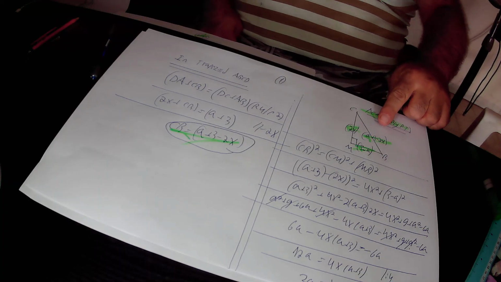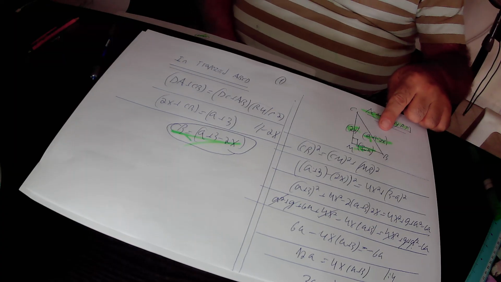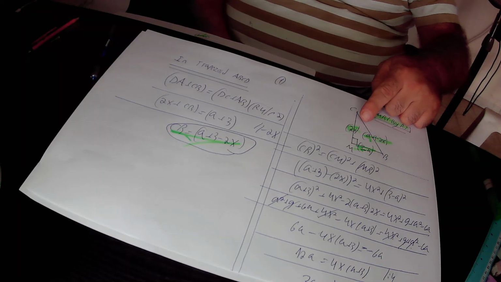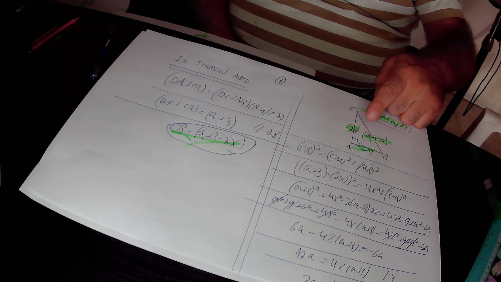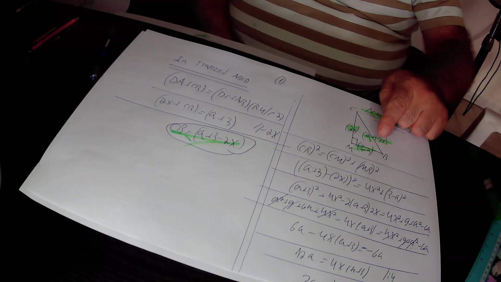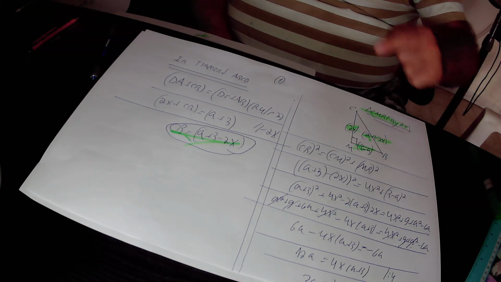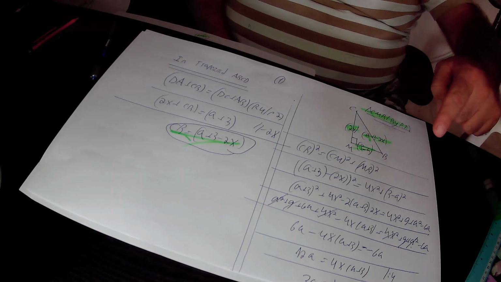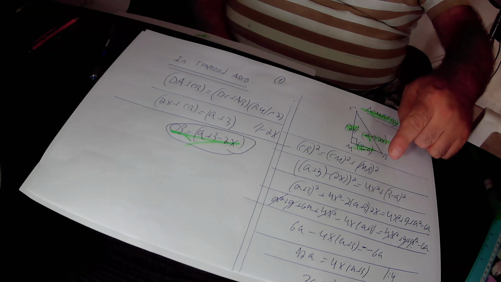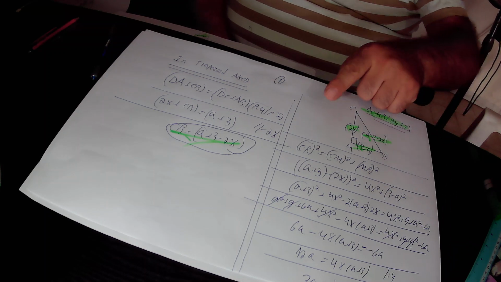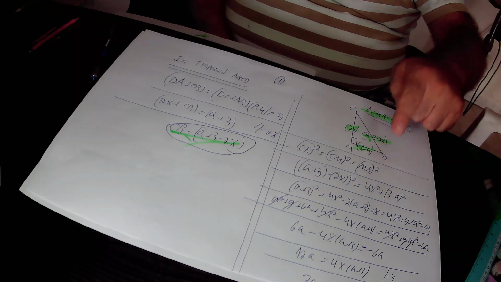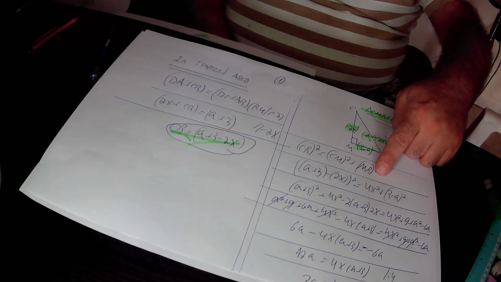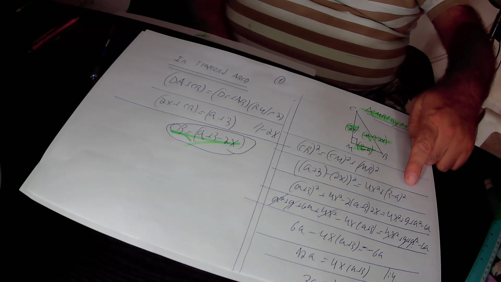CB is a plus 3 minus 2x, therefore CB squared is a plus 3 minus 2x, all squared, and it equals CM squared. CM is 2x, therefore CM squared is 2x squared, plus MB squared. MB is 3 minus a, therefore MB squared is 3 minus a, squared. So in total, we find that CB squared equals CM squared plus MB squared, and a plus 3 minus 2x, all squared, equals 4x squared plus 3 minus a, squared.